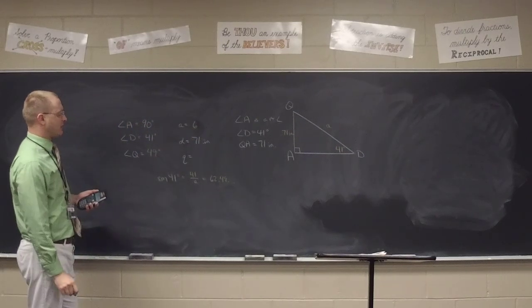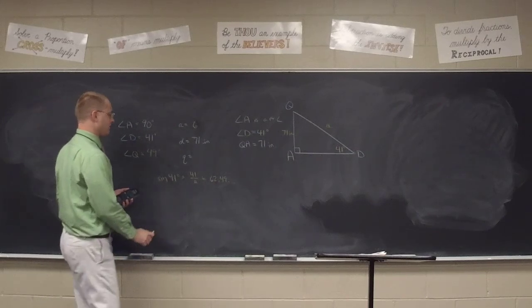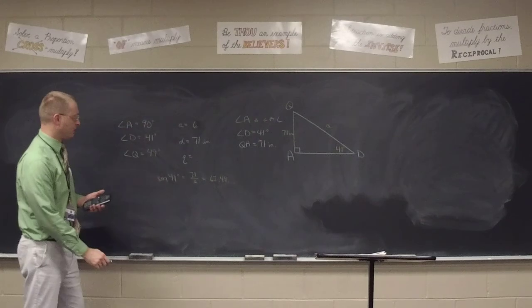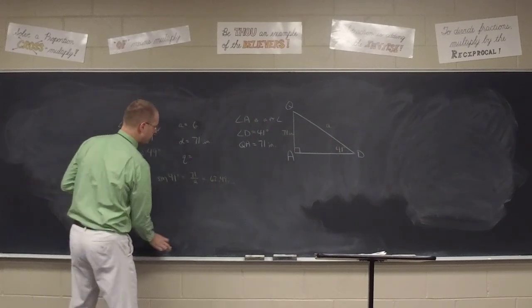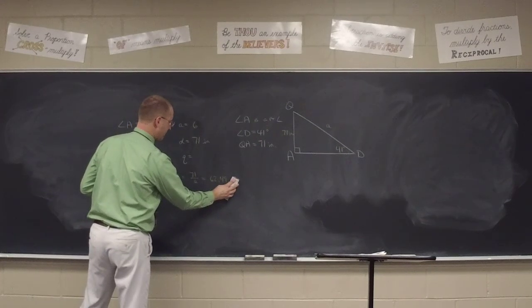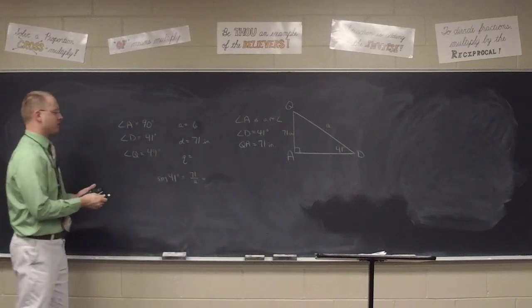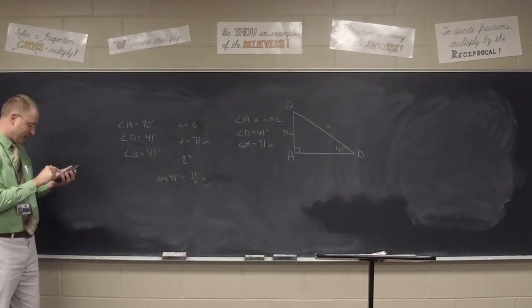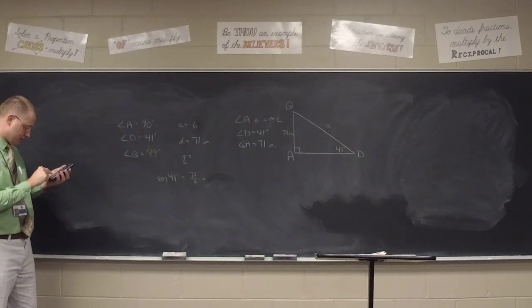Something's not right here, hold on. It's 71. That's a 71. Let's try that instead. 71's the opposite. Okay, I'm not sure why I wrote 108.2. So 71 divided by the sine of 41.